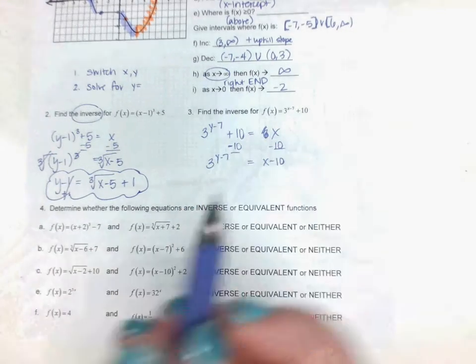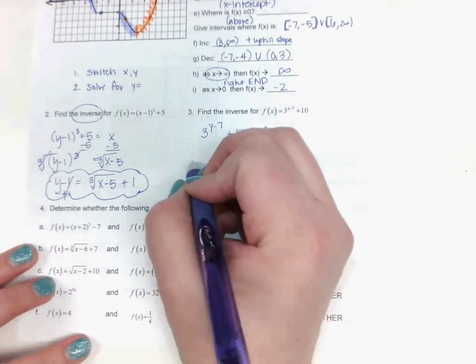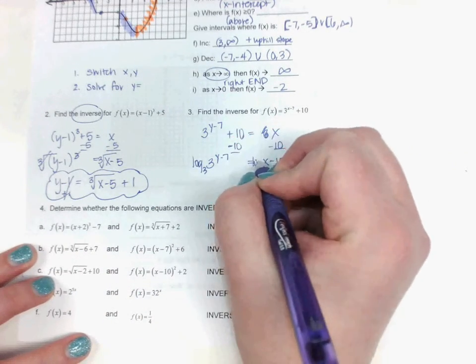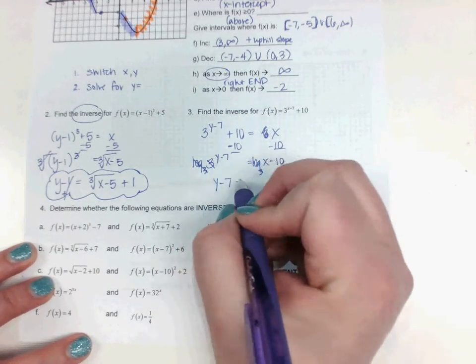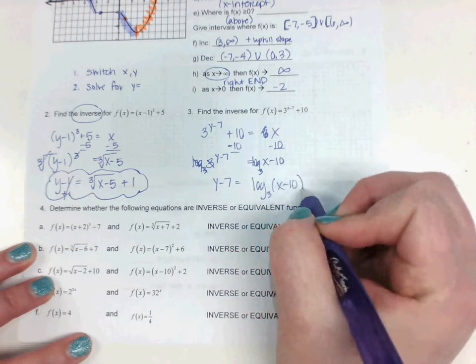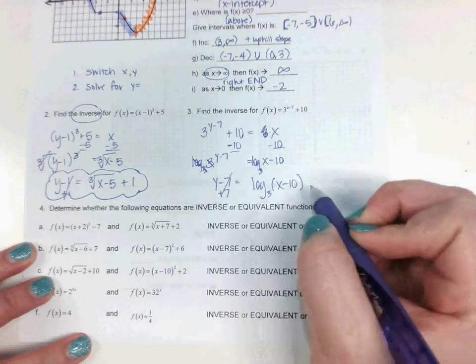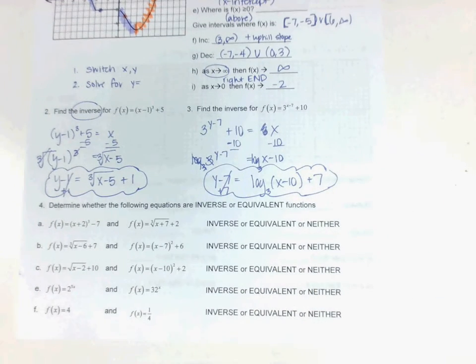Good. Now, what type of log do I want to use if it's a 3? Log 3. What if it was an e? What kind of log would you use? ln. What if it was a 10? What would you use? Log 10. So whatever that number is, you have to match that base. So I'm going to log 3 both sides. Log 3 and 3 cross out. Y minus 7 comes down. And then from there I have log 3 of x minus 10. What's my last step? Add the 7. And then remember, you can't add it to the inside, you have to keep it at the back.